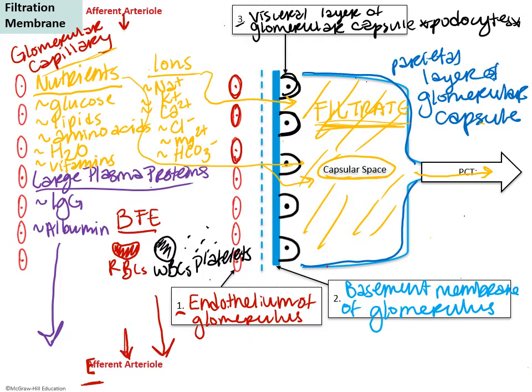From here, this then goes into the proximal convoluted tubule, where that fluid changes name again. Does anybody remember? We covered it in the last video. That is then going to be called tubular fluid once this fluid enters into the tubular segments. So we have filtrate in the capsular space of our glomerular capsule.